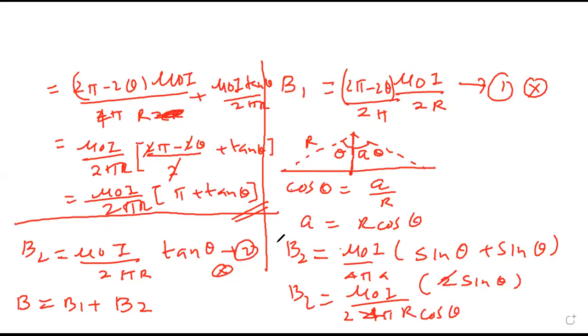In option D, it is not printed properly. It should be pi minus theta plus tan theta. Pi minus theta plus tan theta, option D.